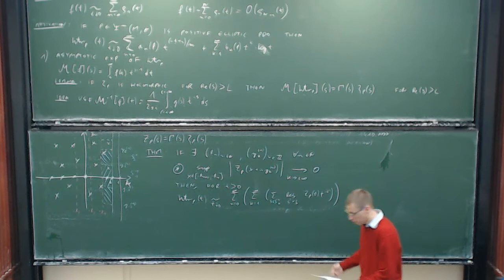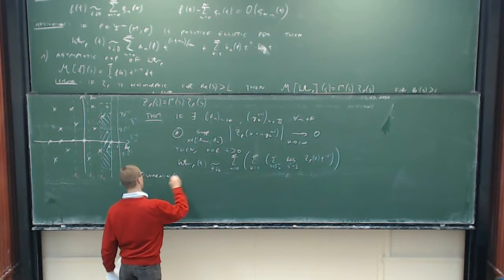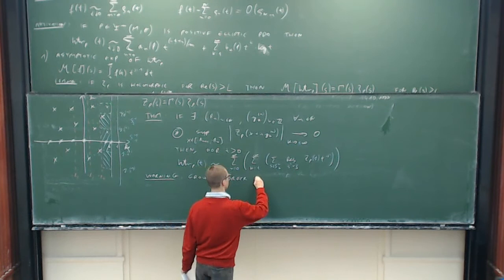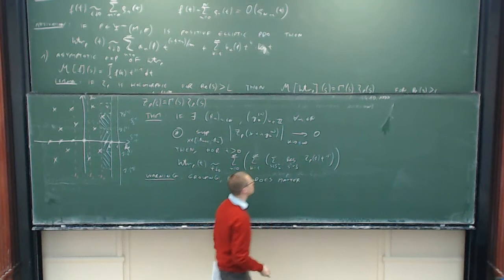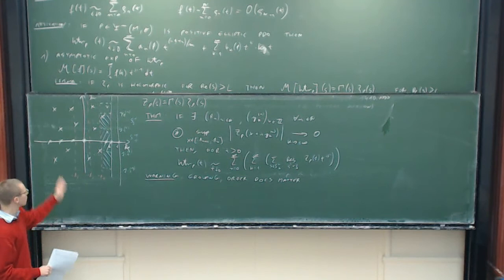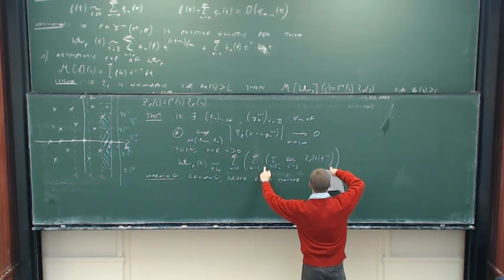But I should give a warning here. In general, the grouping and the order does matter. It means that the theorem states that there exist sequences such that this condition holds, and then I have the asymptotic expansion. But in general, if I would choose other sequences, then I can get something different. Stating it another way, this series here, which might also be infinite, is in general only conditionally convergent.